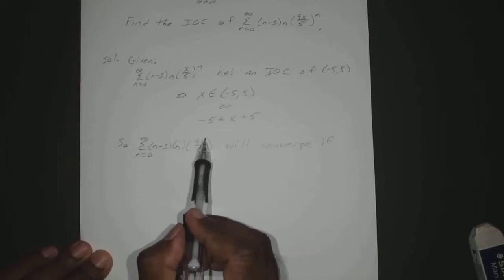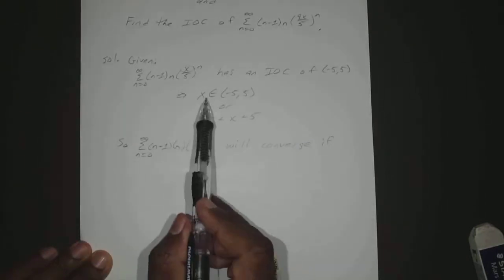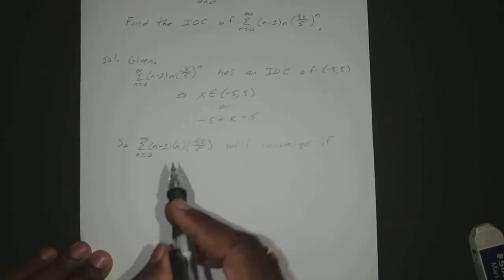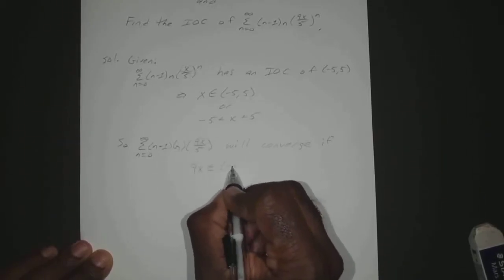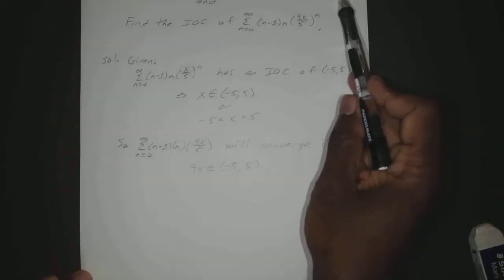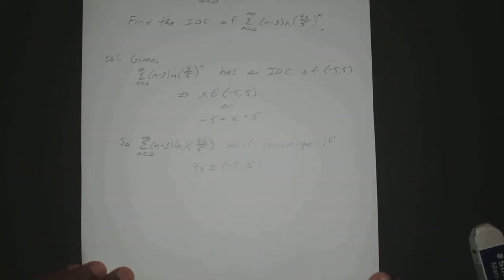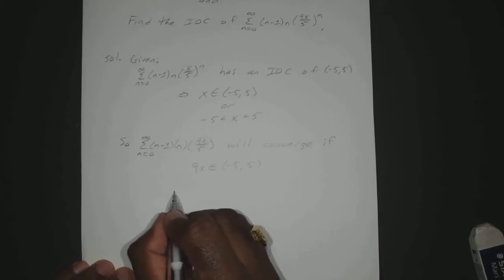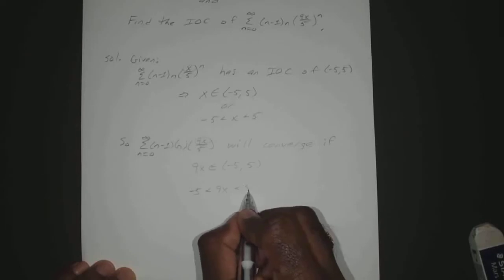So the only difference between these two is that you have a 9x here and an x there. So if x is between negative 5 and 5, this will converge if 9x is an element of negative 5 and 5. Okay. So remember, they have to have a common interval. So if this one converges from negative 5 to 5, then this one would have to converge from negative 5 to 5. So to find that common interval, that means negative 5 is less than 9x, which is less than 5.